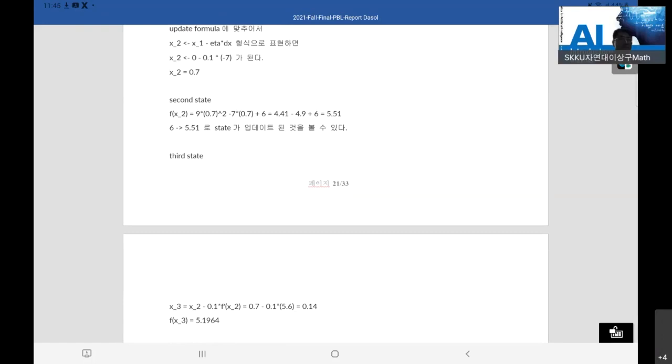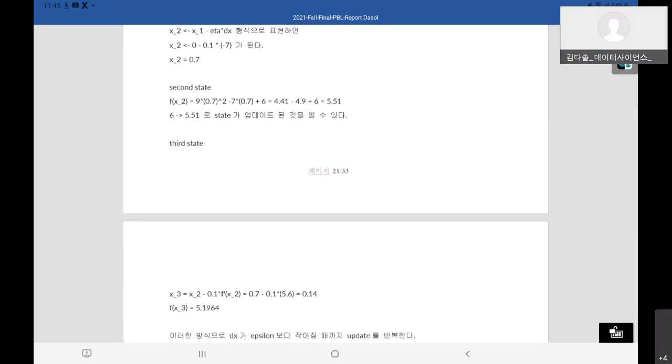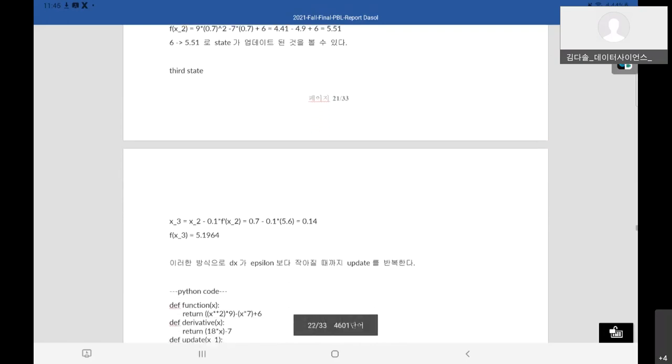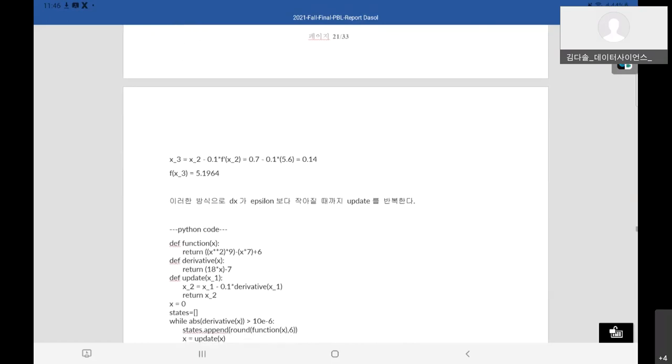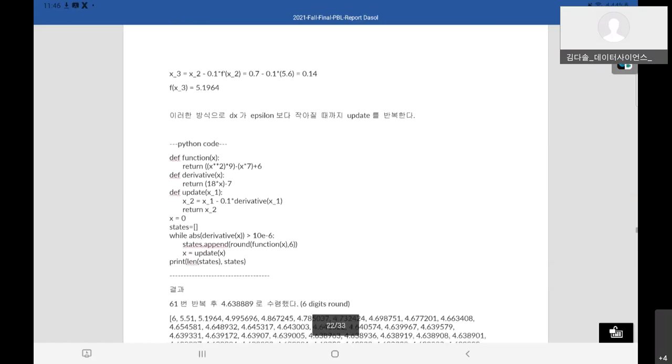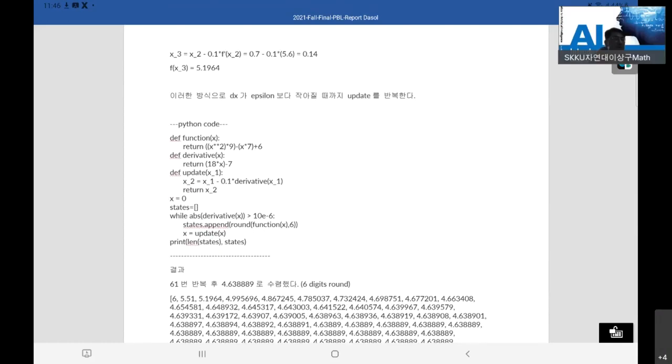So x and dx is a kind of mathematical concept, but the f(x) is a real state. You can regard this as a value. So the value is always updated again and again when you are applying the GDM approach. So f(x) is also updated with that. So you can repeat this iteration until dx is smaller than epsilon, when we have defined the epsilon upper level.